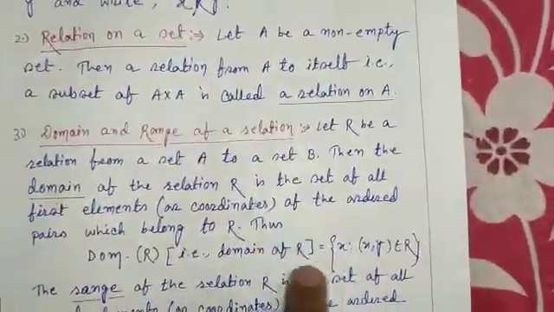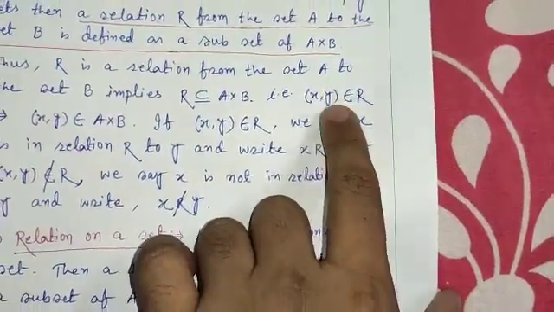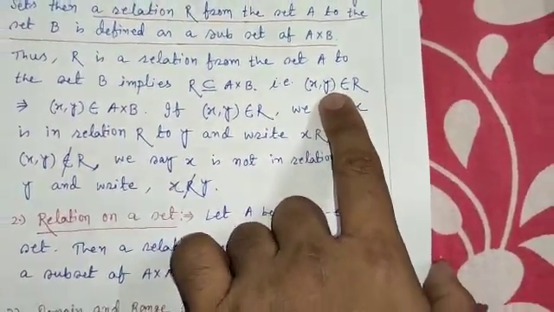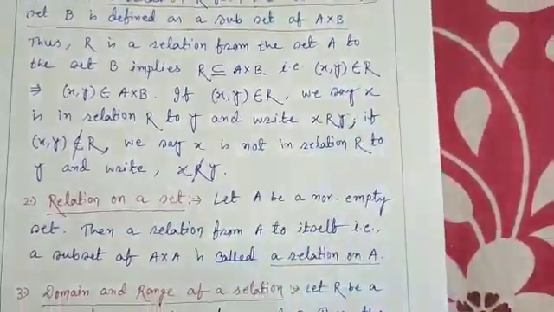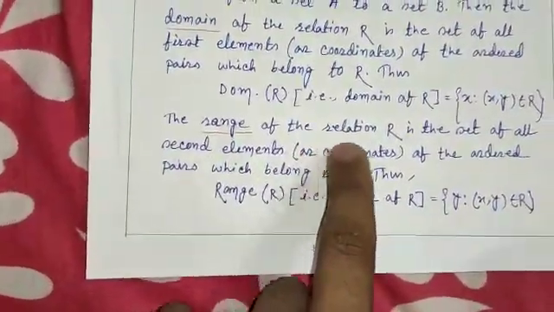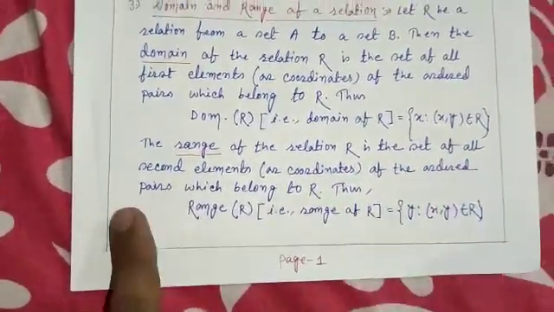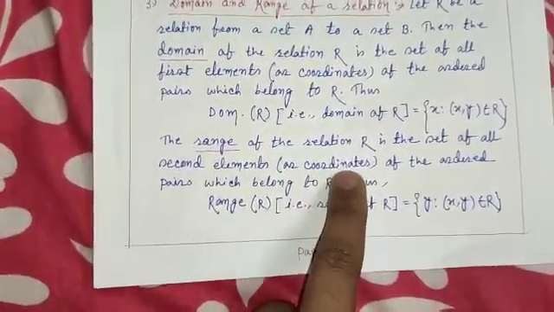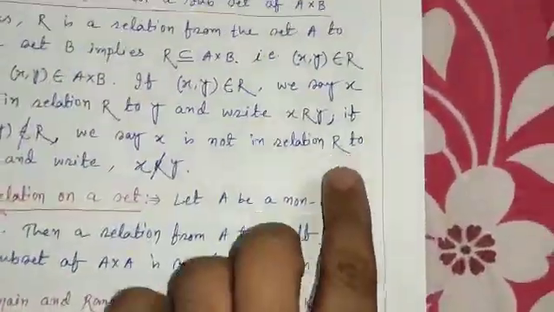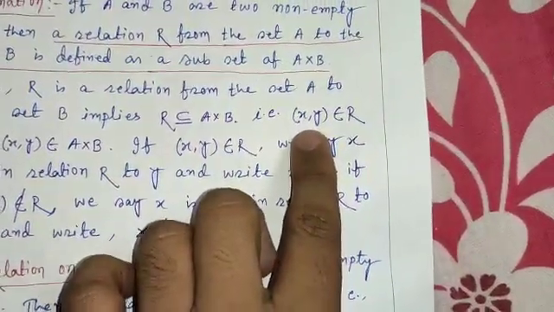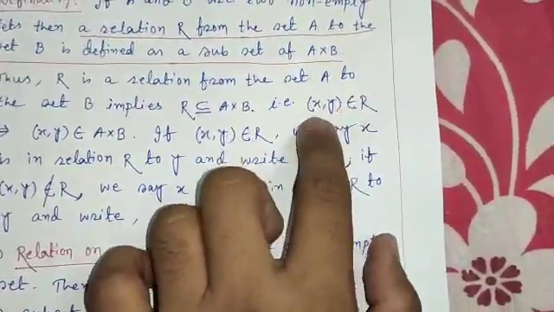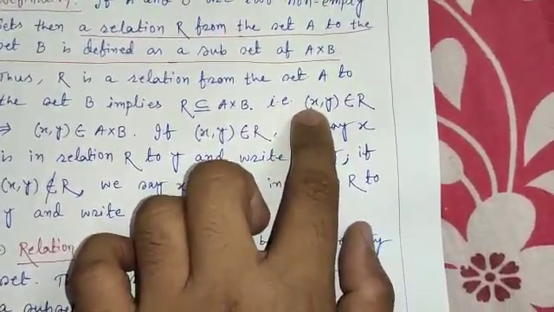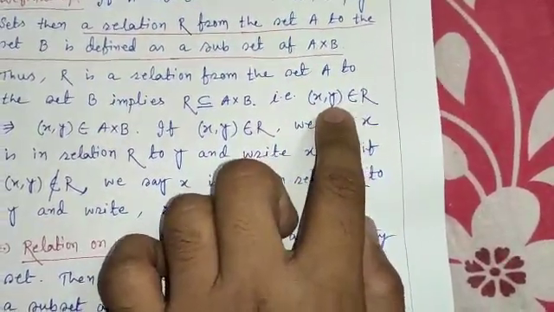And y will be a member of the codomain or range. The range of the relation R is the set of all second elements or coordinates, because in this format we have written the ordered pair in coordinate form. Okay. The first element x comes from the domain, and the second element y comes from the codomain or range.